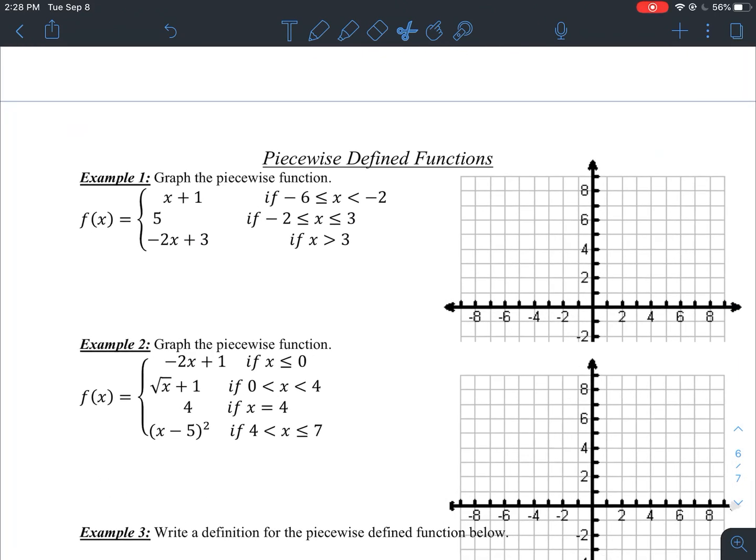At the last page, we're just going to talk about piecewise functions. Piecewise functions should not give you any trouble as long as you're understanding our parent functions. All we're going to do is be graphing 2, 3, or 4 of them at once over different intervals.